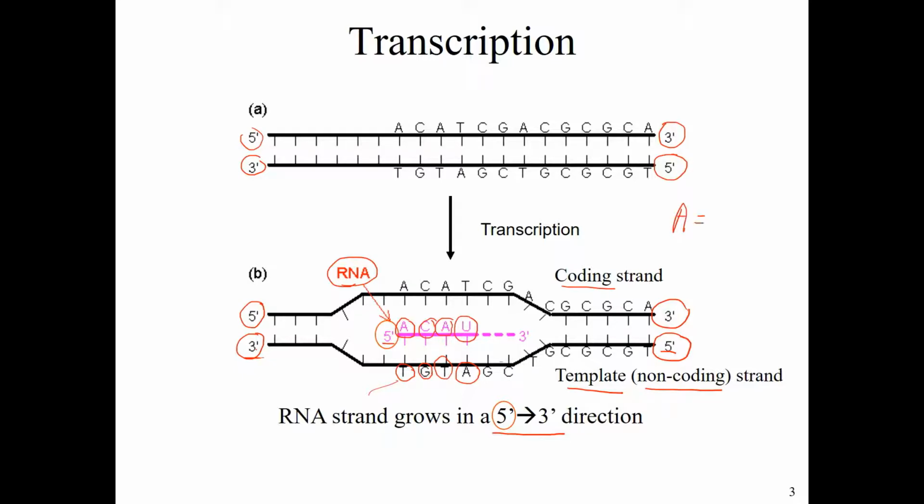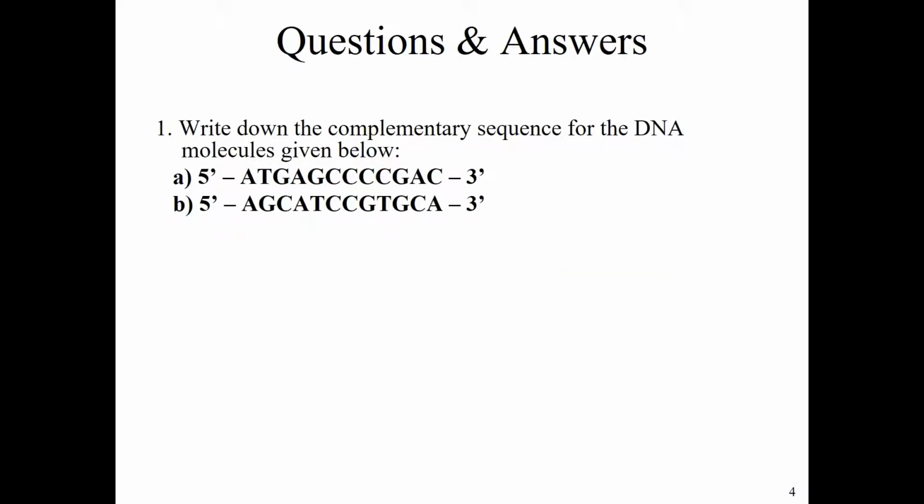So this is the base pairing. Adenine from DNA binds to uracil in RNA. Cytosine in DNA binds to guanine. So now let's look at the examples. Here, write down the complementary sequence for the DNA molecules given below.